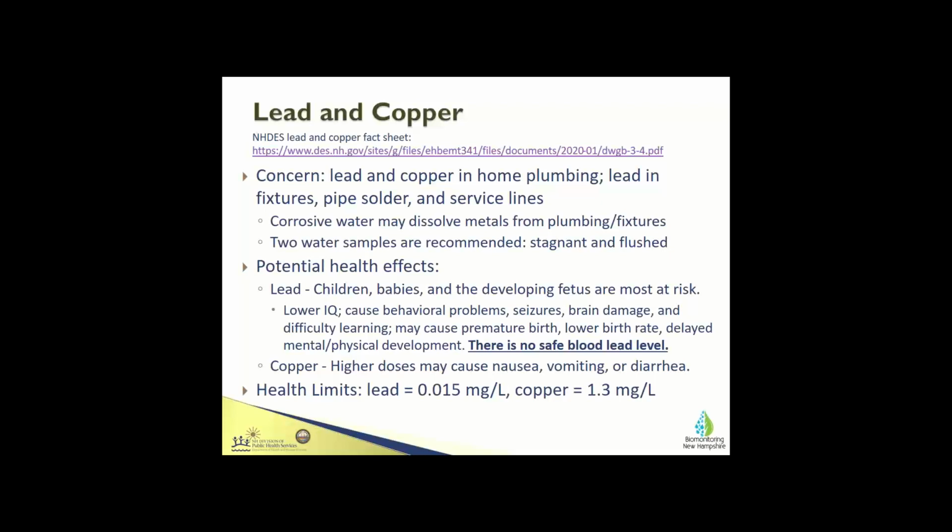Lead can affect the brain and can lower IQ, cause behavioral problems, seizures, brain damage, and delayed development. There is no safe blood lead level. Higher doses of copper may cause nausea, vomiting, or diarrhea. The Biomonitoring New Hampshire Trace Study found a trend towards a higher concentration of blood lead when private well water contained higher levels of lead.